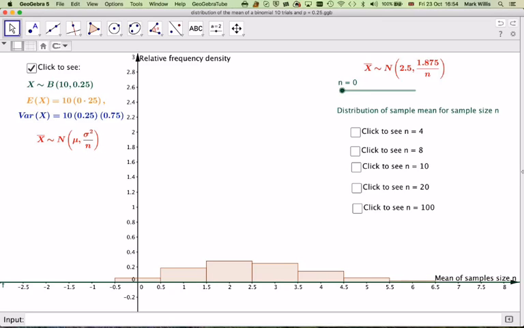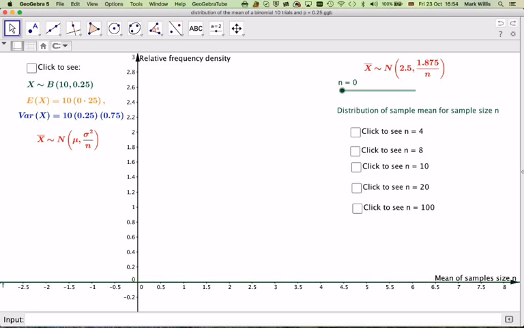The mean of a binomial distribution is np, where n in this case is not the same as the sample size, it's the number of trials. So it's 10 times 0.25, which gives me 2.5, and the variance is going to be 10 times 0.25 times 0.75, but I need to divide that by the number in the sample that I'm going to take. So the sample sizes are going to change: 4, 8, 10, 20 and 100.